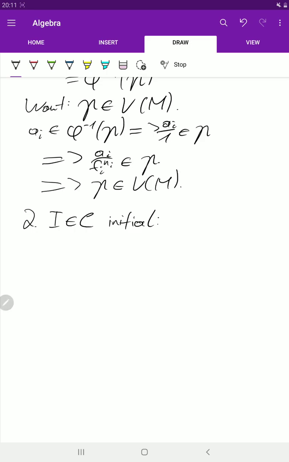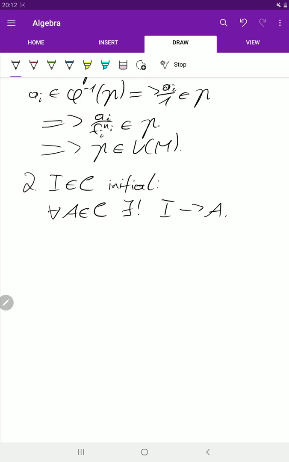The property of being initial means that for all objects A in the category C, there exists a unique morphism from I to A. So we get this unique morphism.